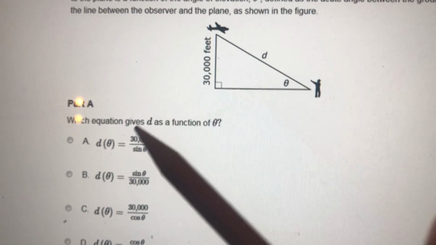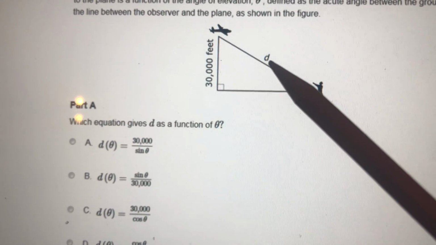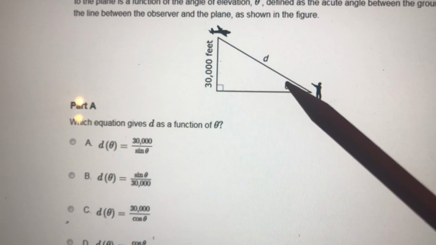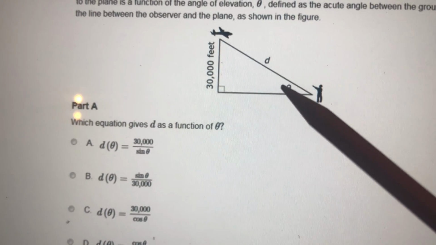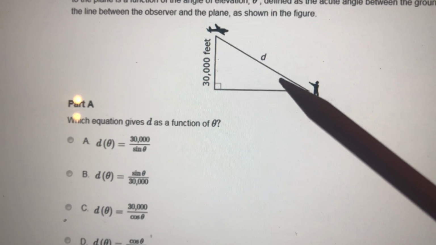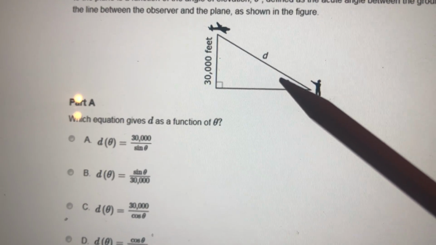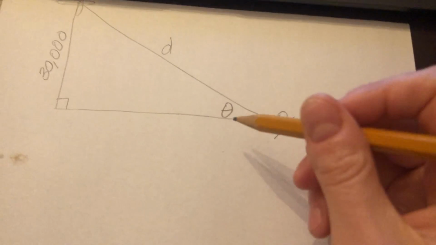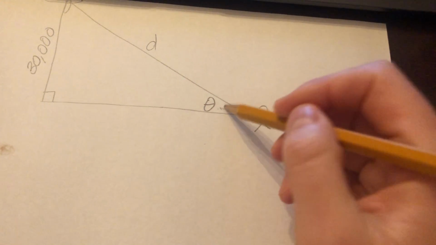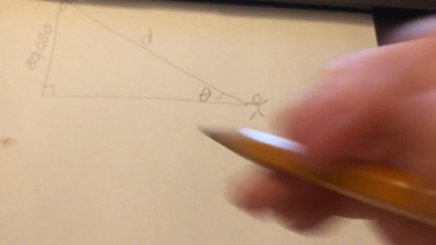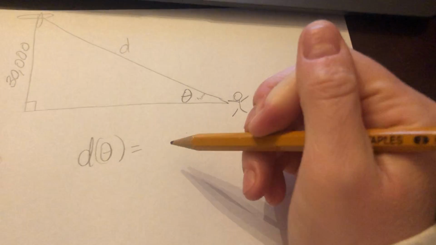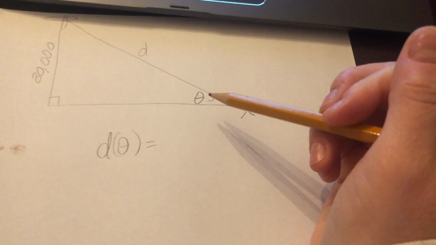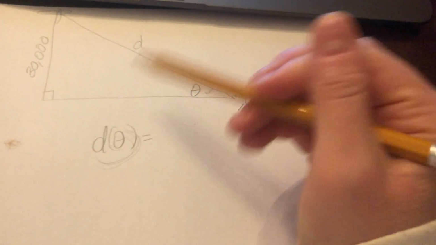So basically, if I were to solve for D, D of theta, meaning the distance depends on the angle, D of theta equals what? So if I were to solve for D using this angle, what would I do? I have it written down right here. I drew a little picture. So maybe you weren't familiar with that notation, okay? I want to basically solve for D, but how would I do that?